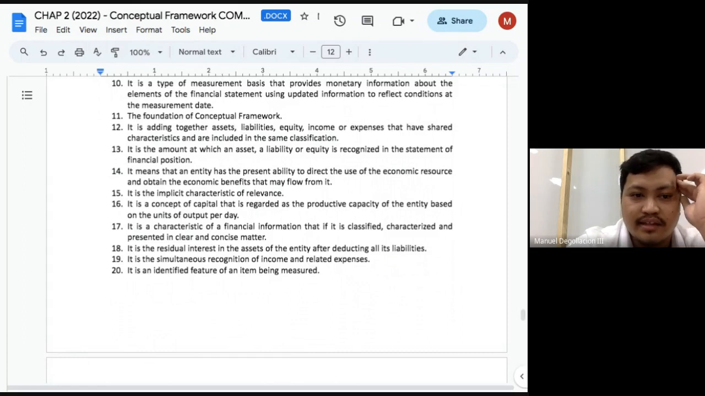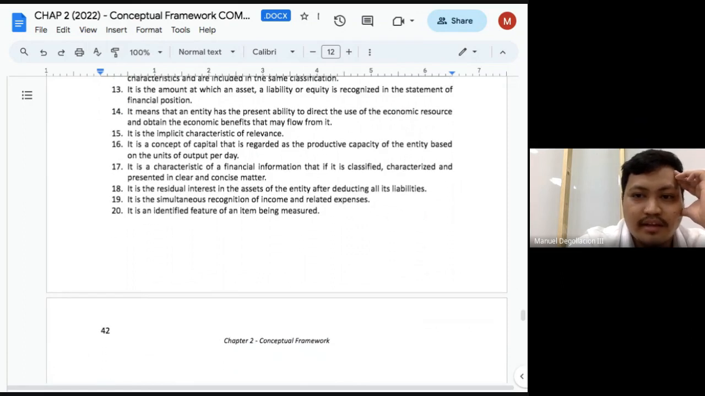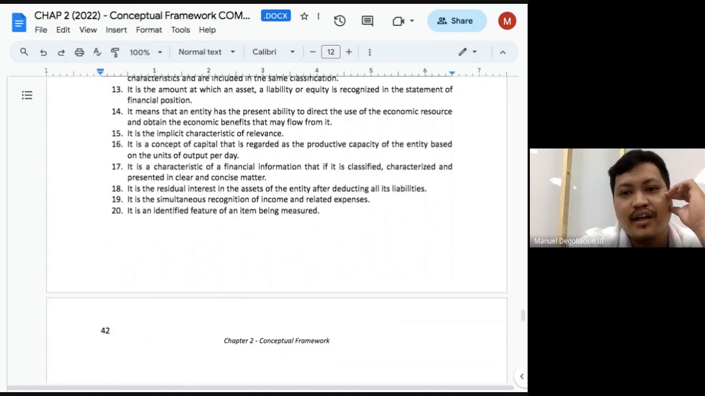Number 17, it is a characteristic of a financial information that if it is classified, characterized, and presented in clear and concise manner. Number 17 is understandability. Number 18, it is the residual interest in the assets of the entity after deducting all its liabilities. Best answer here would be equity. Okay, but of course there are synonyms to your equity, net assets or net worth. But again, as defined in the framework, what the definition here describes equity.